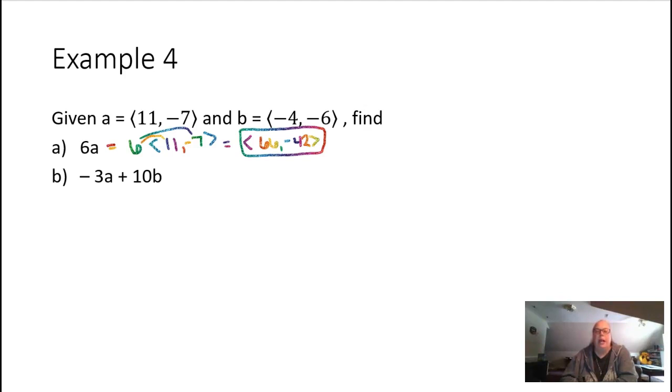For part B, we're going to kind of do the same thing, but you'll notice I'm multiplying something by the A vector and something by the B vector. So this is going to be a little bit longer. But essentially, we're going to take negative 3 and multiply it by the vector A here. And then we're going to add that to 10 multiplied by the B vector here.